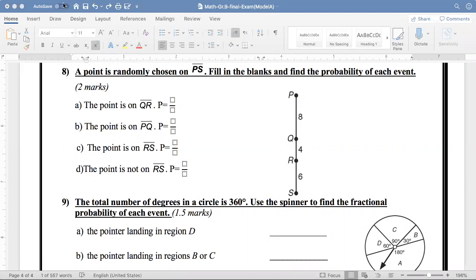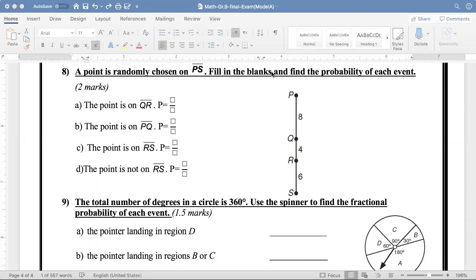Okay, a point is randomly chosen on PS. PS is the whole line. Fill in the blanks and find the probability of each event.